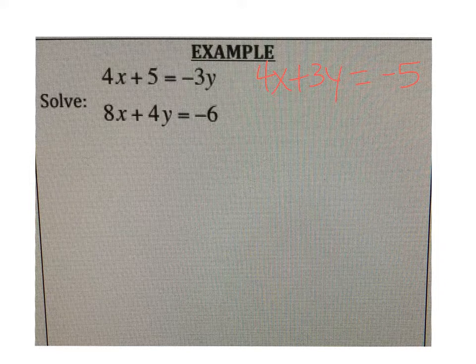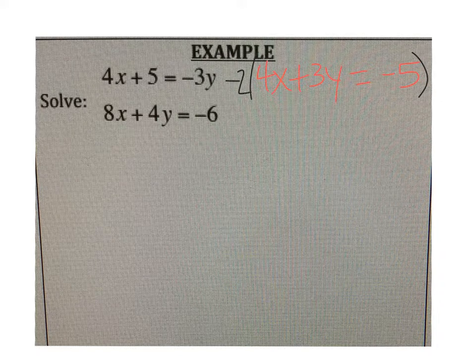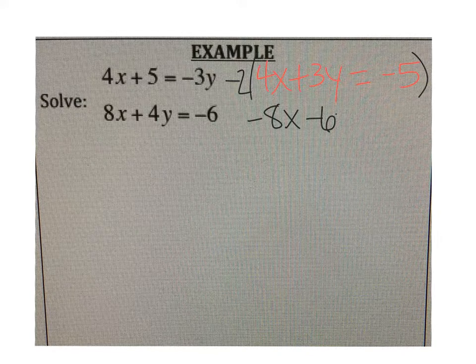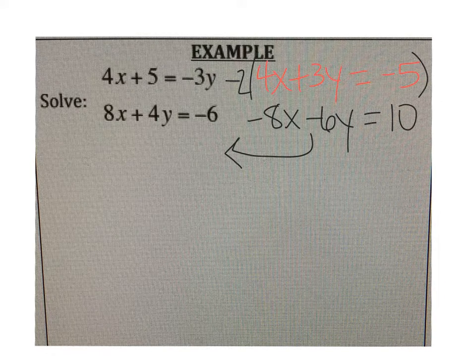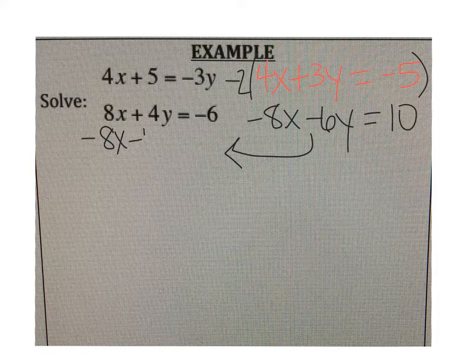Now I'm trying to eliminate a variable. I think the easiest variable to eliminate would be the x, because if I multiply this top equation by a negative 2, I'm going to get negative 8x minus 6y equals positive 10. Okay, and if I throw that underneath this other equation and combine these equations, it will eliminate the x variable. So I have negative 8x minus 6y equals 10.